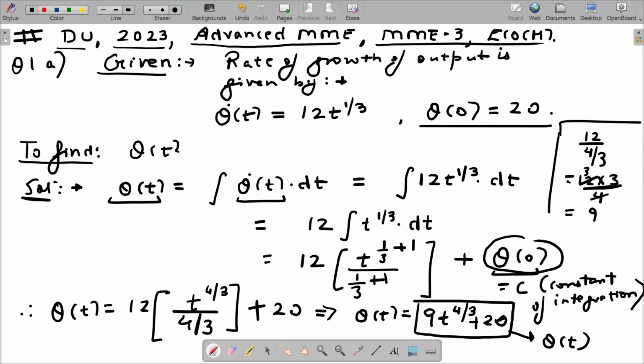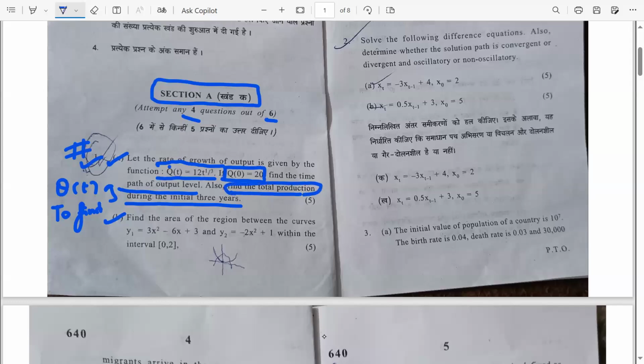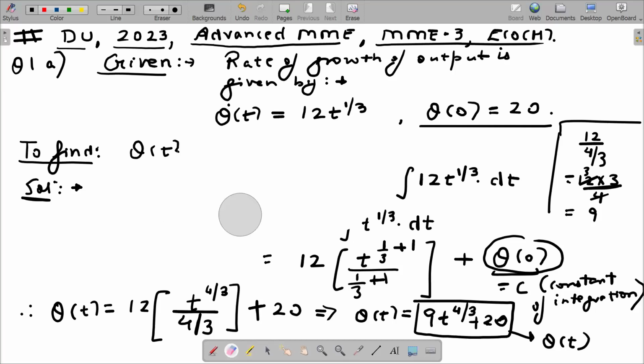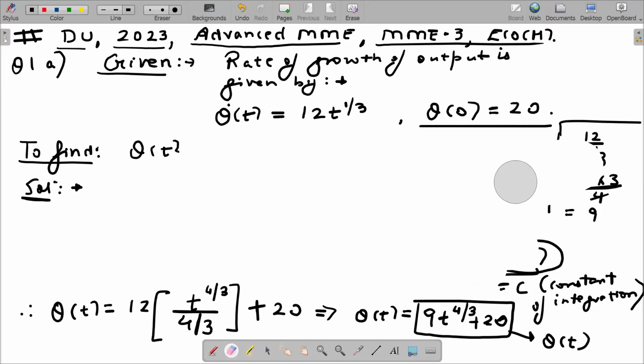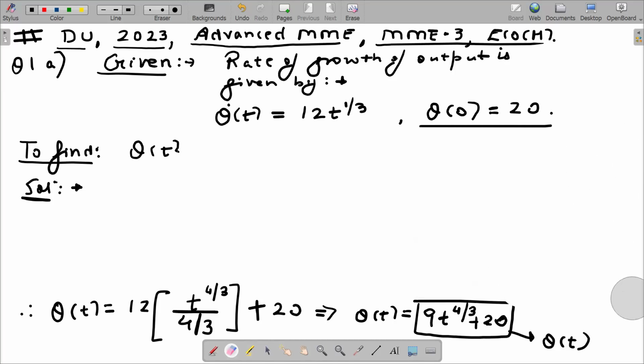And now what else is the question asking us? Coming back to the question paper: also find the total production during the initial 3 years. That means I need to find the total production from year 0 to year 3. So if I erase all this off, I can write, I cannot write Q of T, instead I can write total production during the initial 3 years.